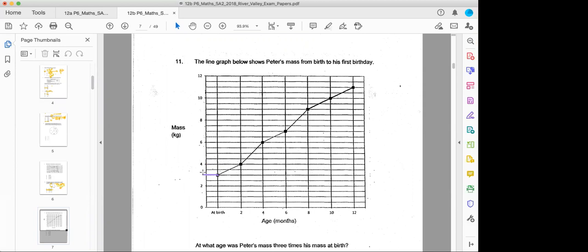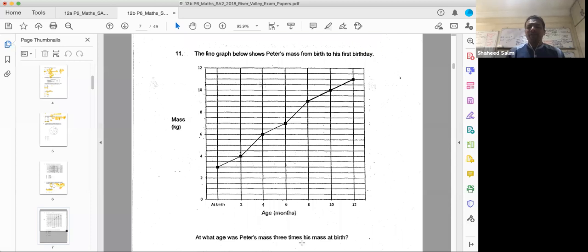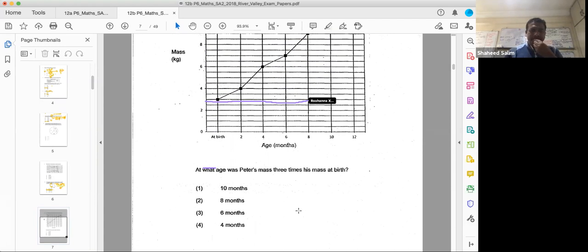I don't understand. At what age was his mass 3 times at birth? So at birth is 3 kg. 3 times 3 is 9. So search for the time he was 9 kg. 9 kg, this is mass, right? Between 8 and 9 down here. He was 8 months old. So this is the answer.